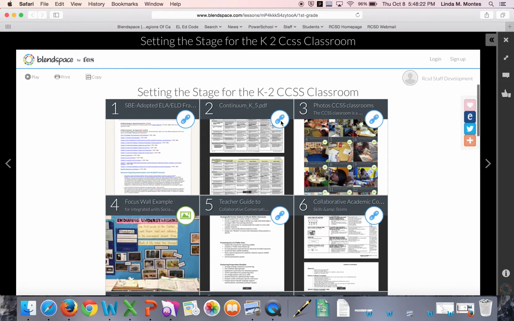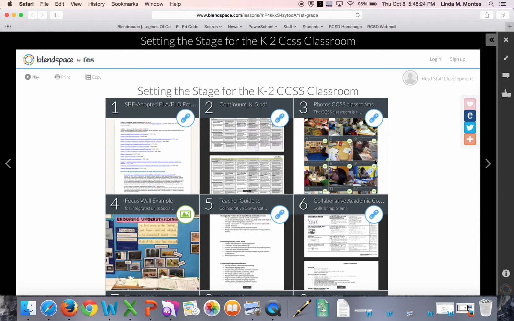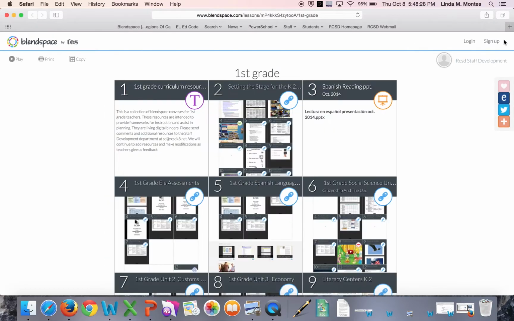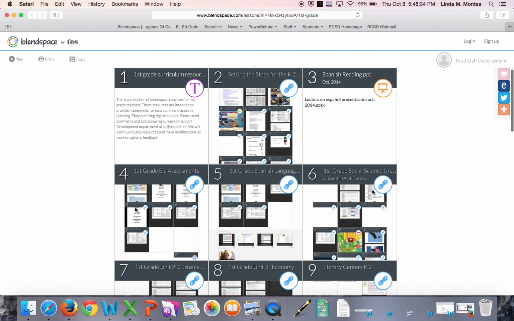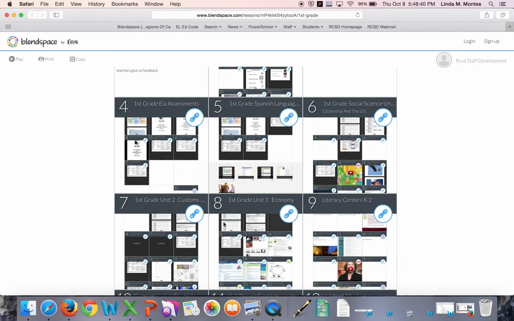You have lots of other, this is setting the stage. In fact, I'm going to move to a different one. I'm going to go back, and I'm going to look at the 1st unit of study. In the 1st unit of study, for 1st grade, it was citizenship in the United States. The 2nd unit of study is customs. The 3rd unit of study, economy.